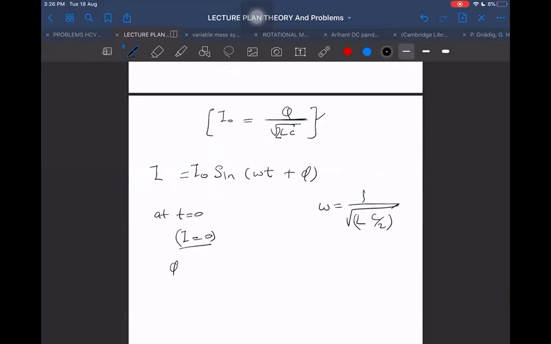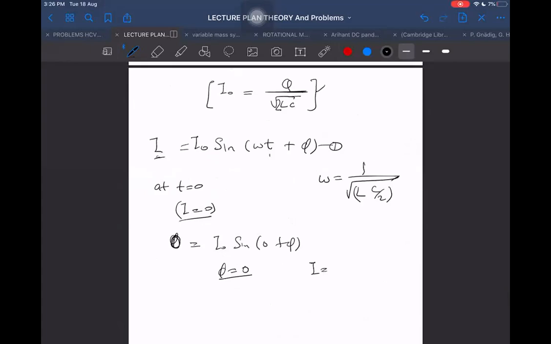Then I have to use this equation and put in I as 0 and t also 0. Then what do we get for phi? I think by this we get 0 is equal to I naught into sine of 0 plus phi. Then I am getting phi is equal to 0. Then what is the value of phi? I is coming out to be I naught into sine of omega t plus phi.